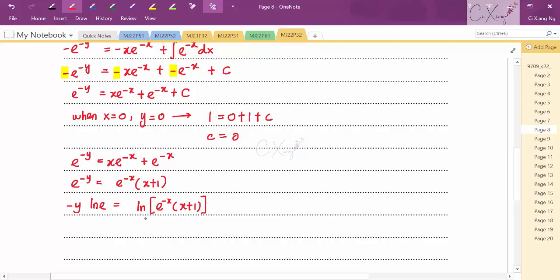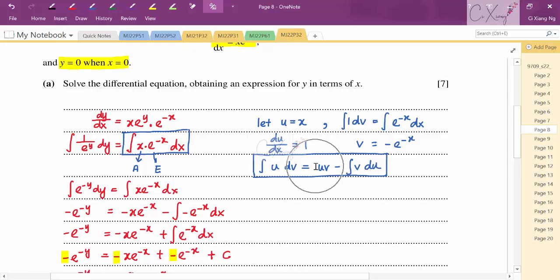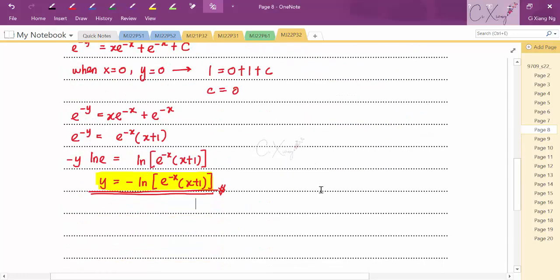So on the right, I also take one ln here. If you want, you can separate the ln again, but I don't think it is needed. I can just leave my answer this way, where y is equal to this equation. So this is how we solve this differential equation, and the process involved is actually integration by parts on this right hand side. This is what we have for question number 6 part A.